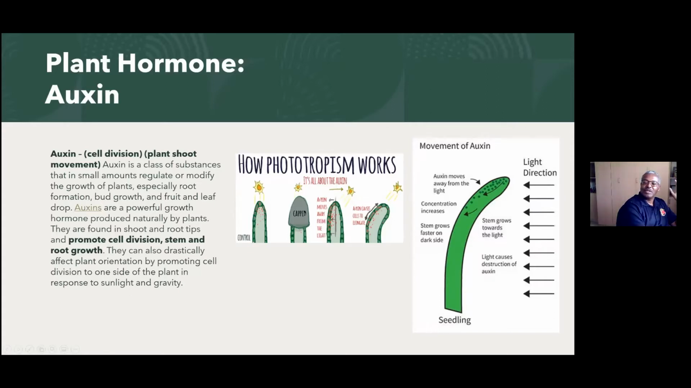And as a result, auxins, it's a growth hormone. What it does is it elongates. And when these auxin cells, these little dots, elongate, it actually pushes the stem towards the light. So that's an explanation as to why your plants will grow towards the light. But keep in mind, auxins are for cell division and plant shoot movement.